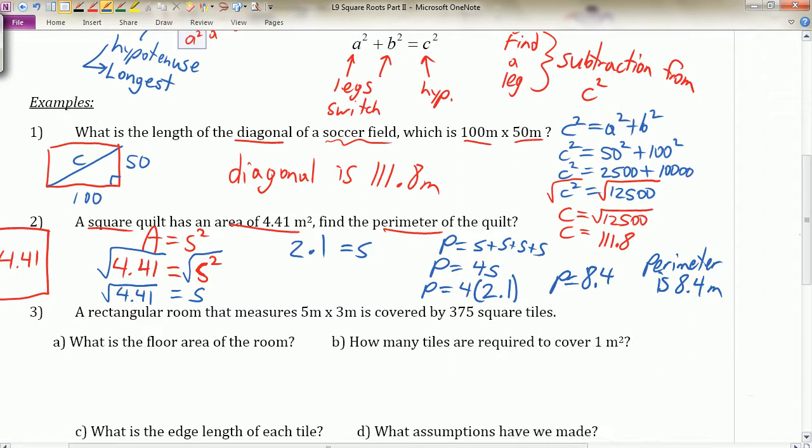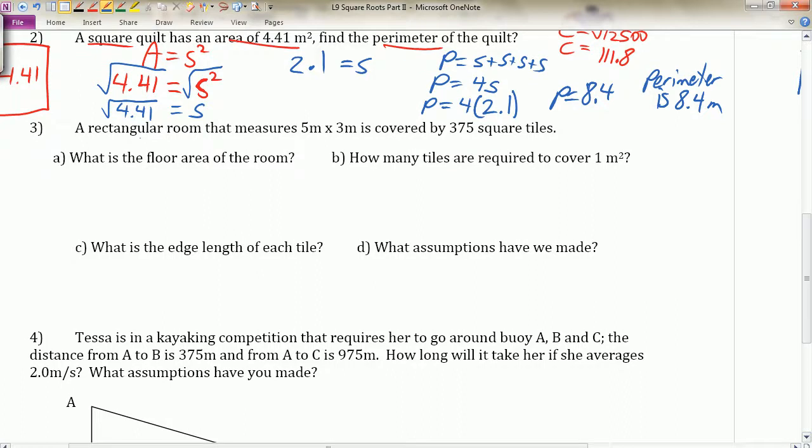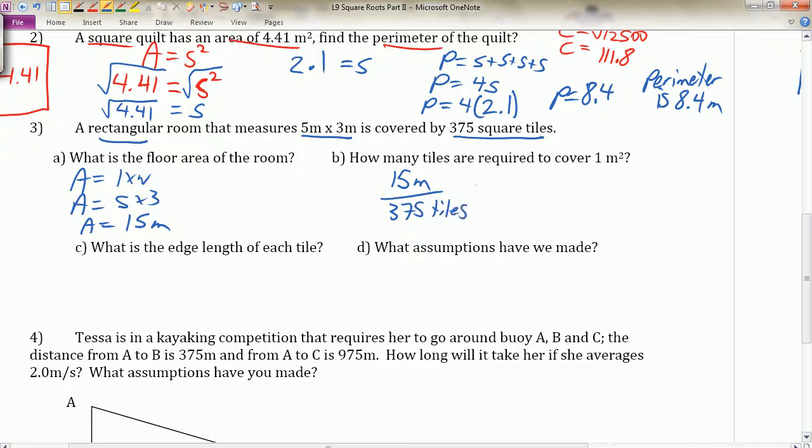Okay, read the next. So this one is interesting. We have a rectangular room, so you should underline rectangle, the measurements, and square tiles. So the area of the floor means area of the rectangle. Length times width. Area equals 5 times 3. Area equals 15 meters. So what we have is 15 meters covered by 375 tiles. Now what we want to figure out is if it's 1 meter, how many tiles?